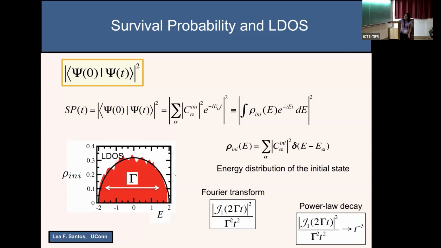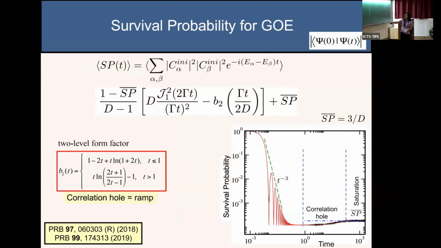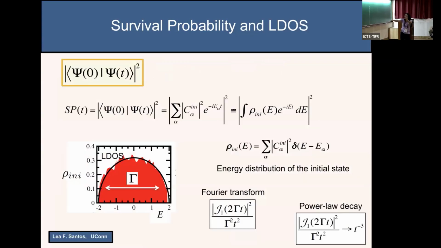So, what is the energy distribution for a random matrix? This semicircle. The Fourier transform of that is that Bessel function. So this describes the initial behavior. What do we have? These oscillations from the Bessel and this power law decay with exponent 3. The exponent 3 comes from the bounds in this spectrum.